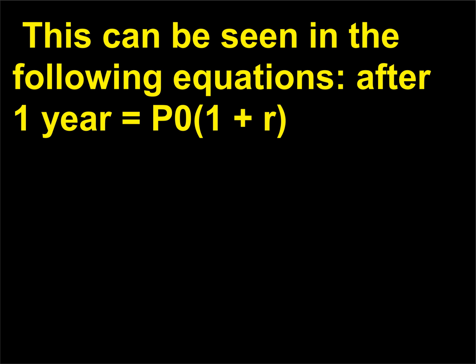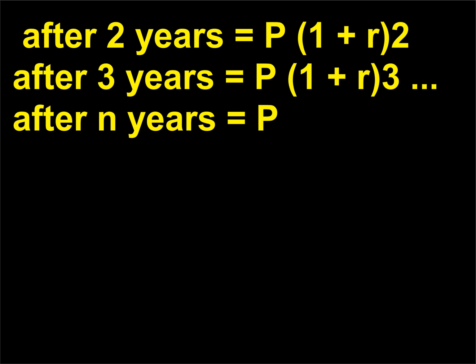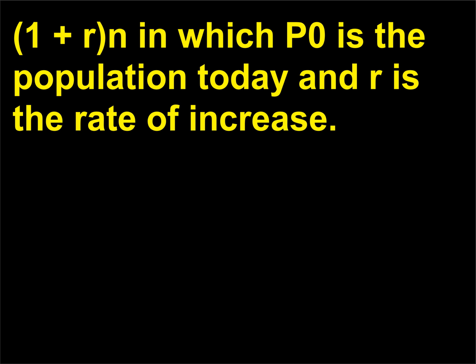This can be seen in the following equations: after 1 year equals p0(1 + r), after 2 years equals p0(1 + r)^2, after 3 years equals p0(1 + r)^3, after n years equals p0(1 + r)^n, in which p0 is the population today and r is the rate of increase.